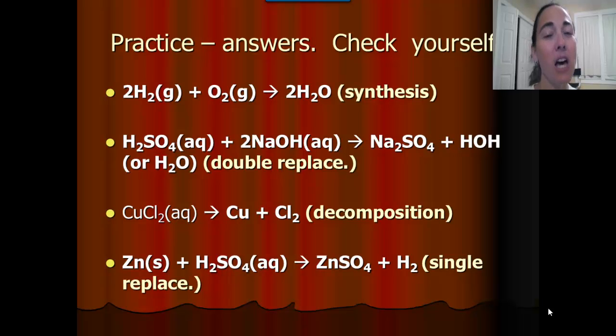We're going to practice a lot of these in class. So don't worry if you're still a little bit confused on figuring out the products. Just make sure you can classify them.